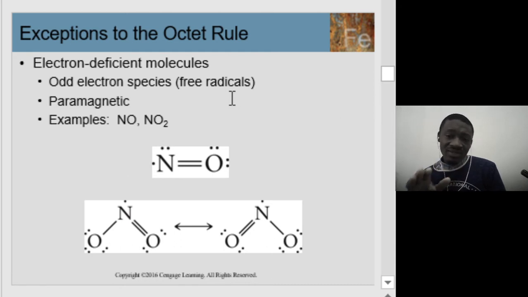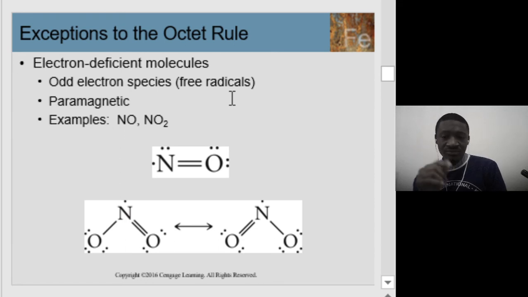Then there are free radicals. Free radicals are species that have unpaired electrons moving around. And then you have the paramagnetic ones. The previous ones are called odd electron species. You know, odd and even: odd is like one shot, even is like 2, 4, all of those. Odd numbers are the ones that are just alone.